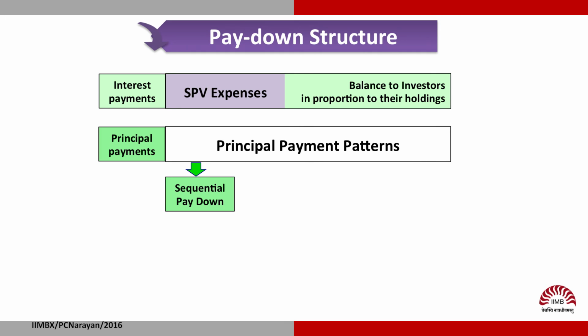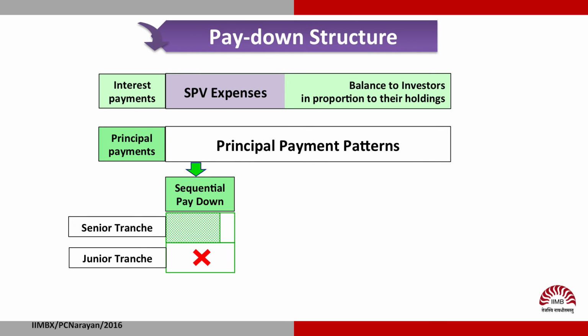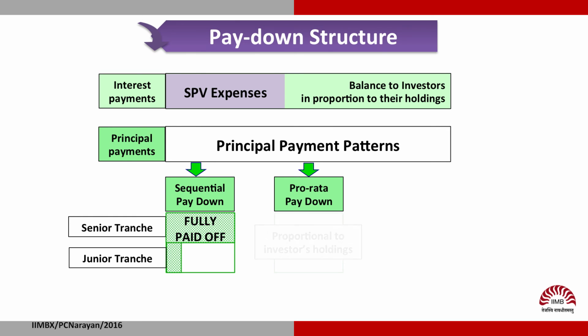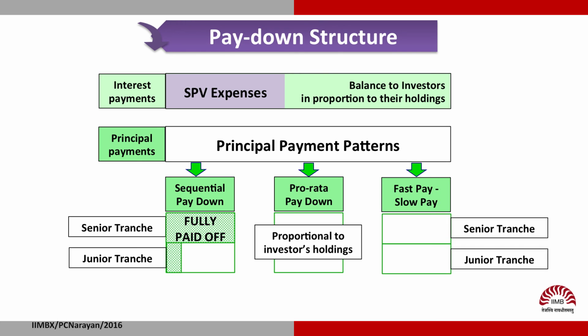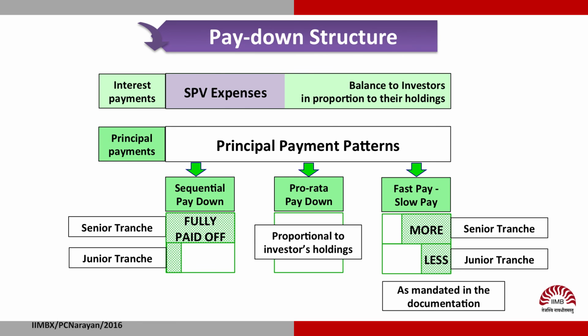In sequential paydown, nothing is paid to the junior tranche until the immediate senior tranche is paid off fully. In pro rata paydown, the collected amount is paid out in proportion to the investor's holding in that securitization portfolio. Finally, fast pay, slow pay. Both the senior and junior tranches receive payments, but more to the senior tranche and less to the junior tranche, as mandated in the documentation of the securitization portfolio.